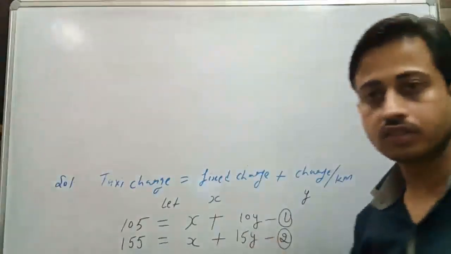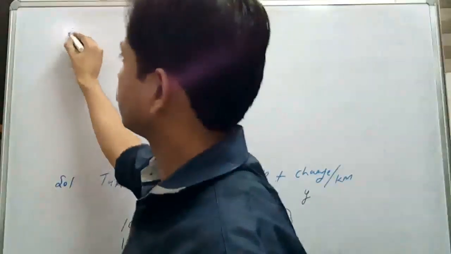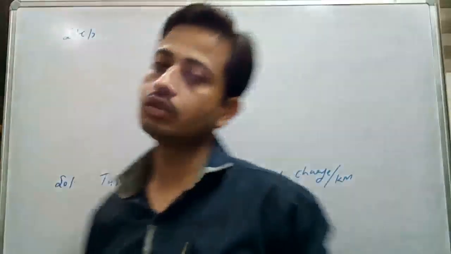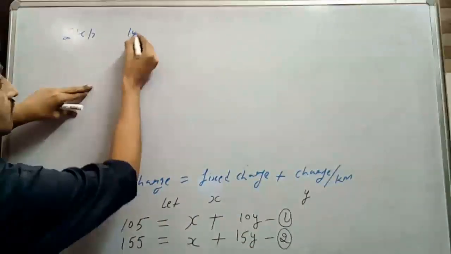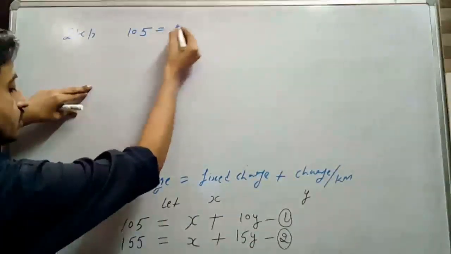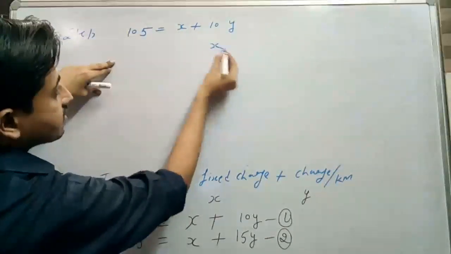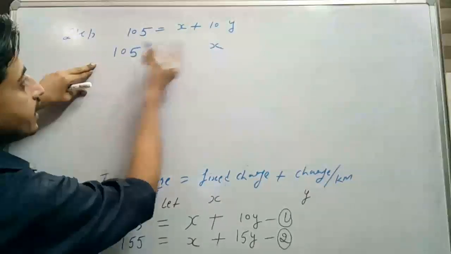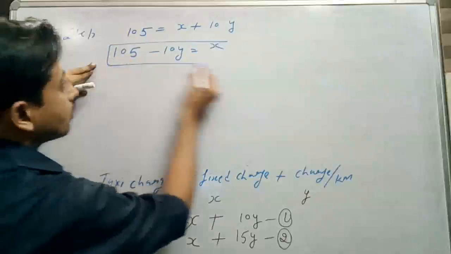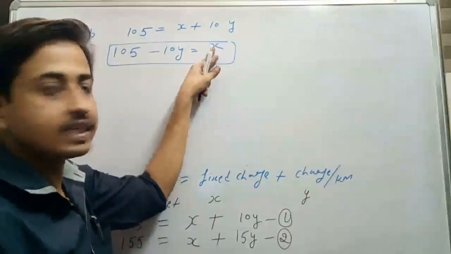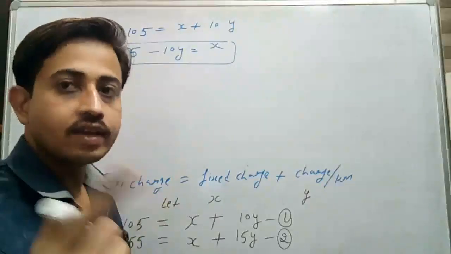So we got our two equations. One equation is this and the second equation is this. What is step one? We have to find the value of one variable in terms of the second variable by using equation 1. Equation 1 is 105 equals x plus 10y. I am solving for x, so I have to take this 10y to the left-hand side. So I got the value of the variable x in terms of y. Second step is to put it into equation number 2.